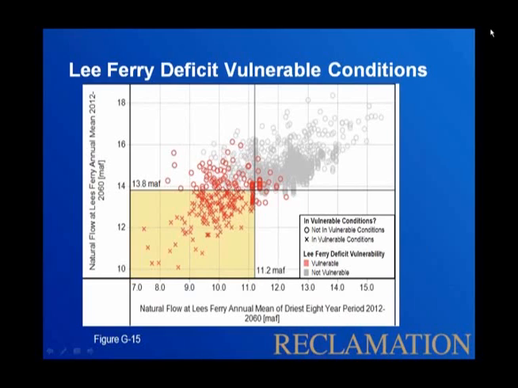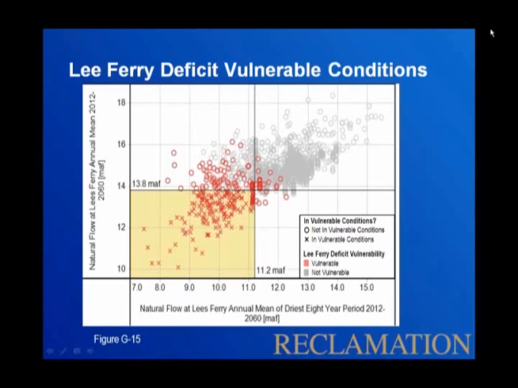So here we have an example analysis of identifying vulnerable conditions. And this is for the Lee Ferry deficit indicator metric. Each point on this kind of confusing graph here actually represents a single trace that we looked at. And what we see here are that the points marked in red incurred a Lee Ferry deficit vulnerability, and those traces marked as gray did not.